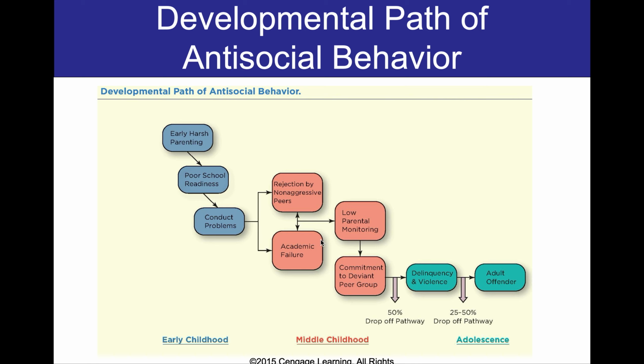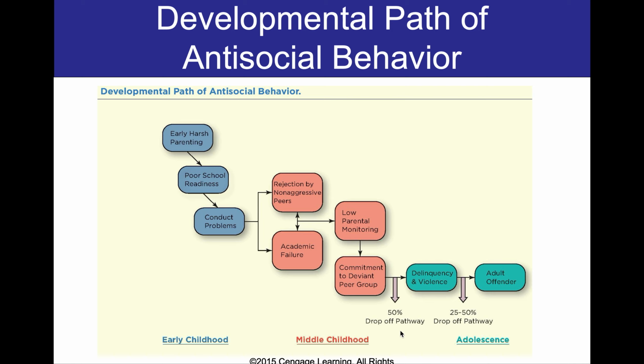With the rejection and with the academic failure, we see the low parental monitoring. These are the parents that do not monitor their child's behaviors, their children's peers. They don't monitor their children's academic successes and downfalls. The commitment to the deviant peer group, at this point, these children move into that deviant peer group, and they become committed and attached to that group of students.